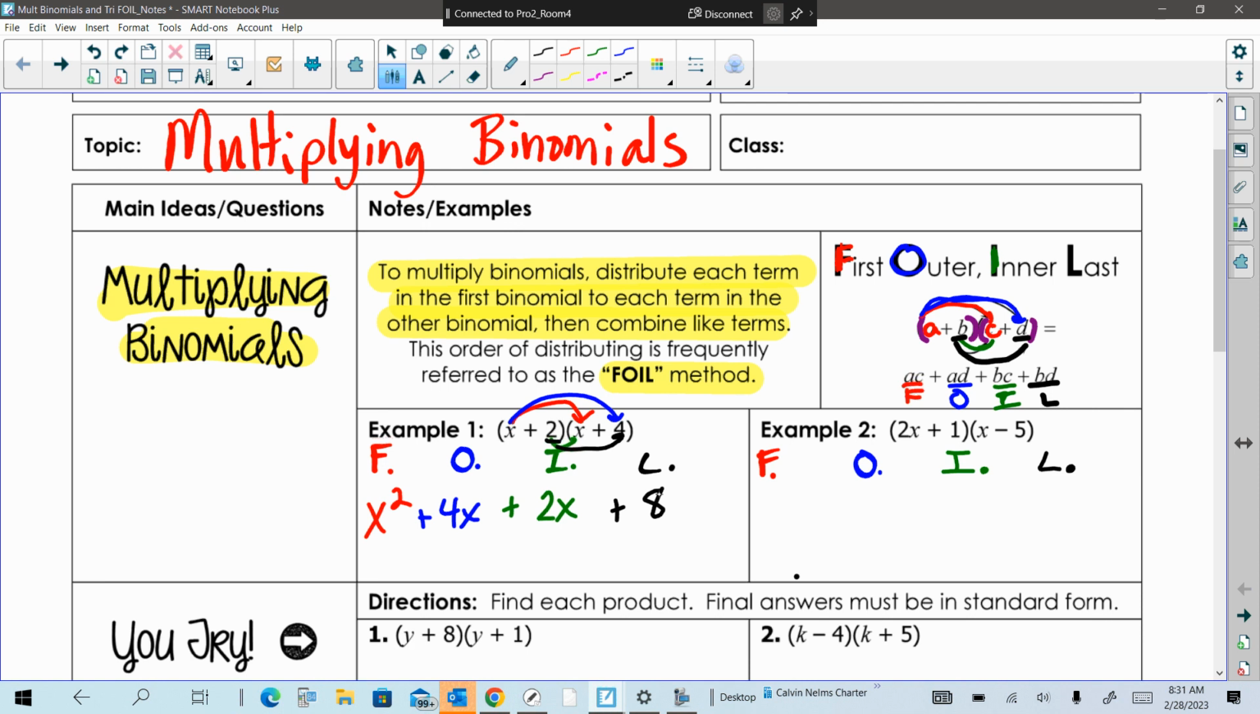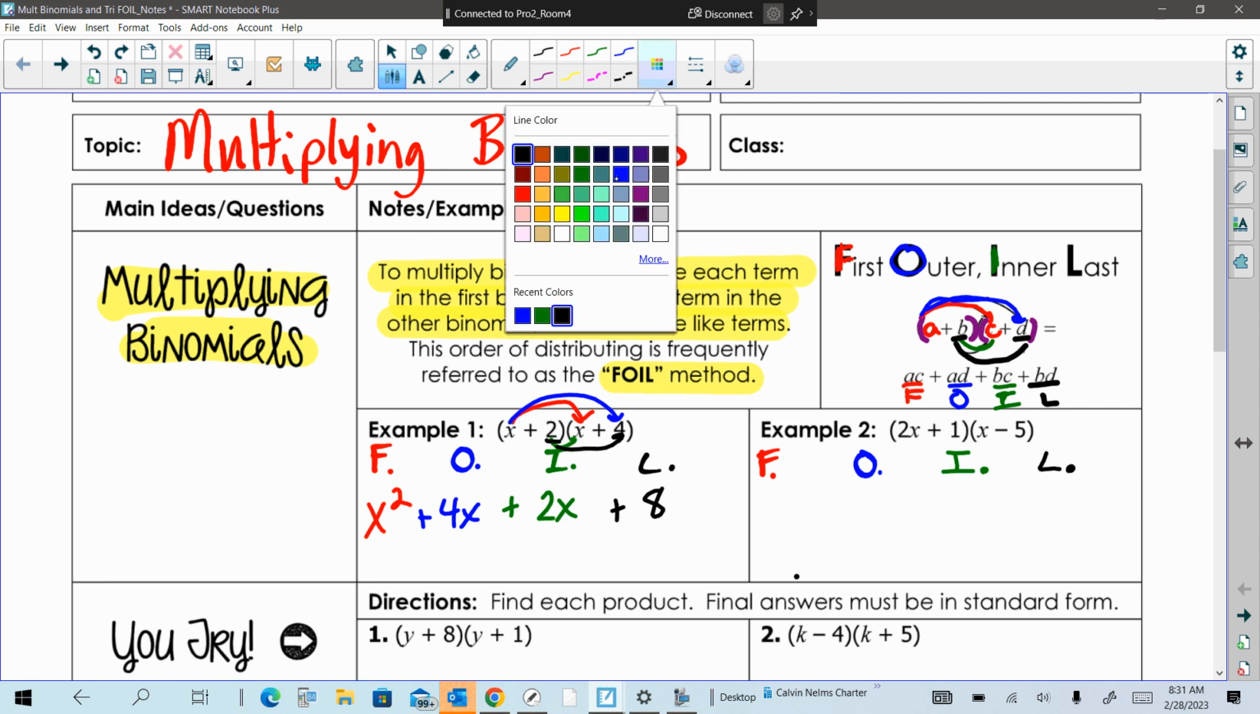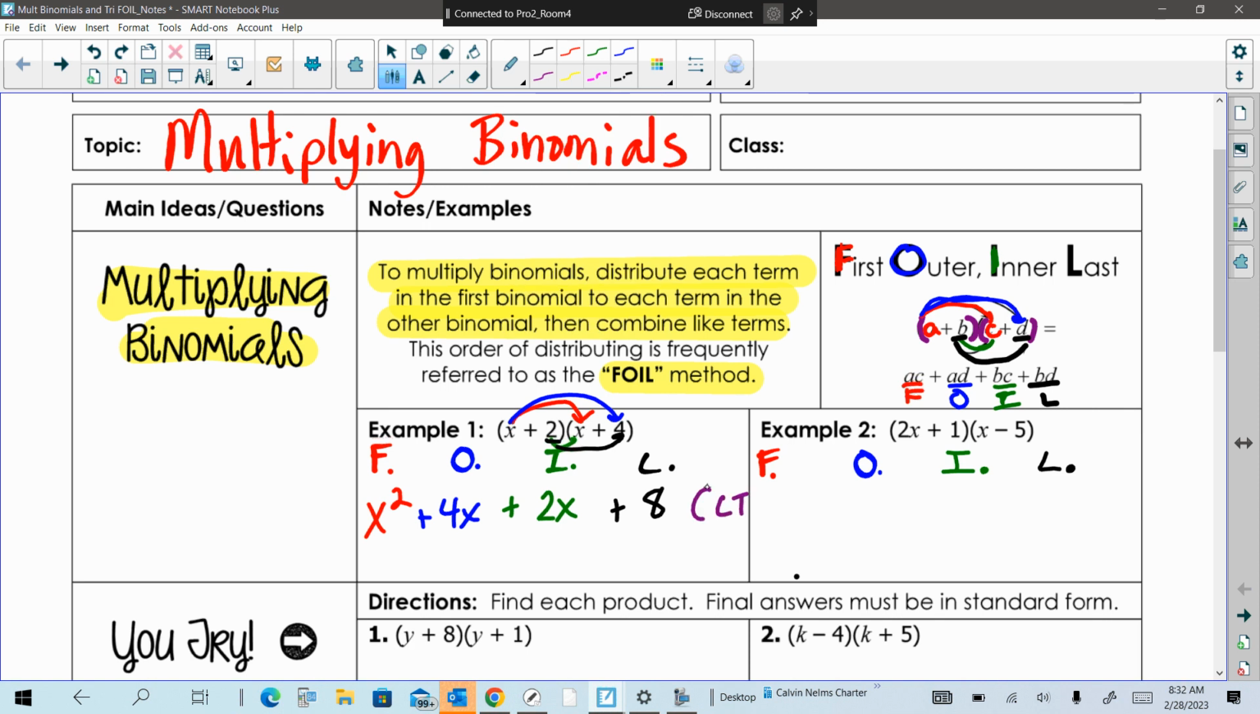So all we have to do now is combine like terms. Okay, so don't forget to combine like terms. The like terms are the O and the I, the outer and the inner. So our final answer is a trinomial. It is x squared plus 6x plus 8. O and I always have it.